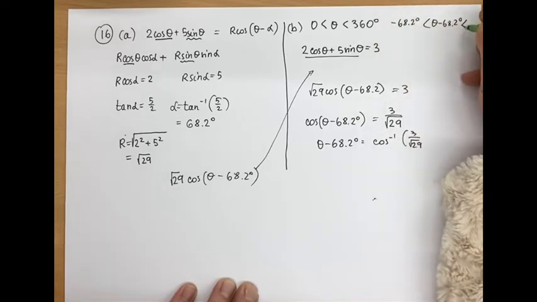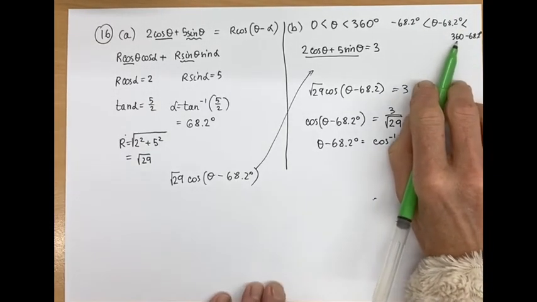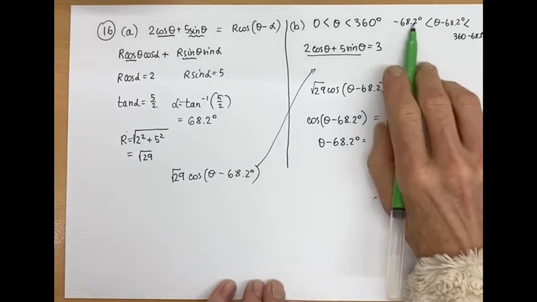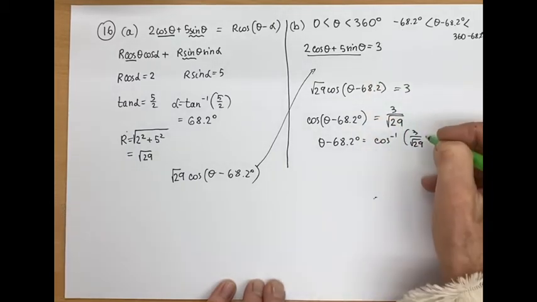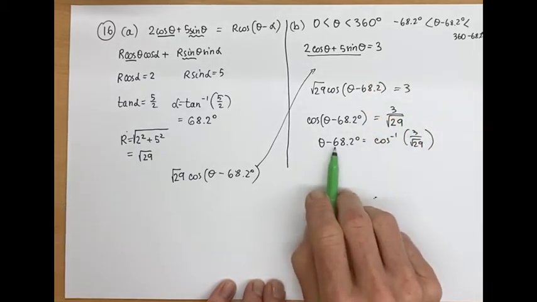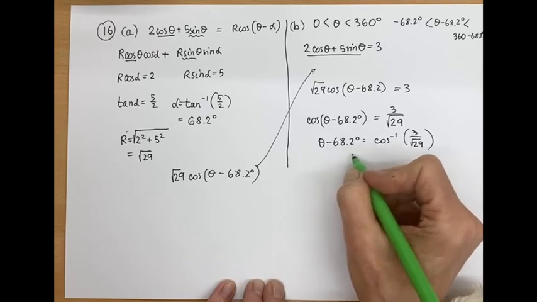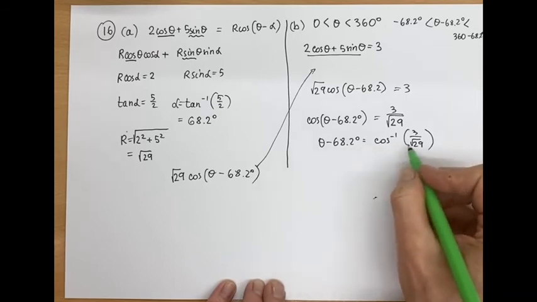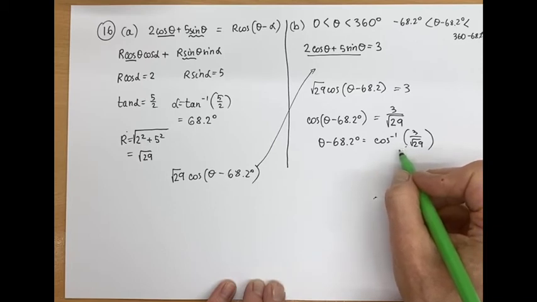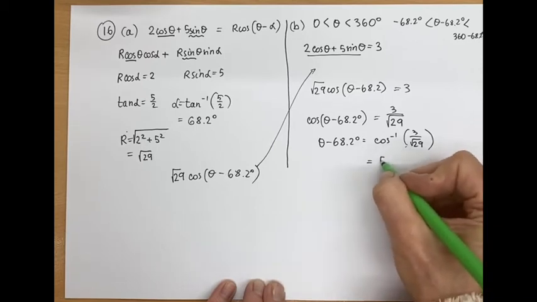So this is going to be up to 360 minus 68.2, which gives me roughly, it doesn't matter if I keep it up to 360, it's this bit that's important, which won't really affect our question too much. Okay, so do the cos inverse. You're going to find the angle of 56.1 degrees.